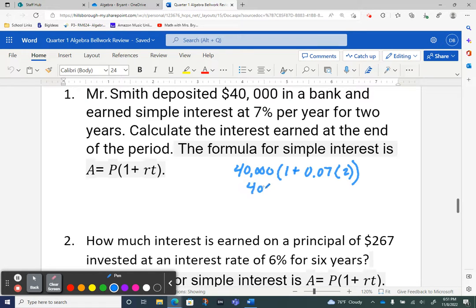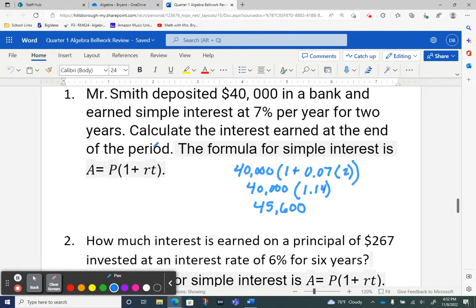So 40,000 times 7 hundredths times 2 would be 14 hundredths plus 1, so times 1.14. At the end, we should have 40,000 times 1.14 gives me 45,600. Now that is what's in the account at the end of 2 years.